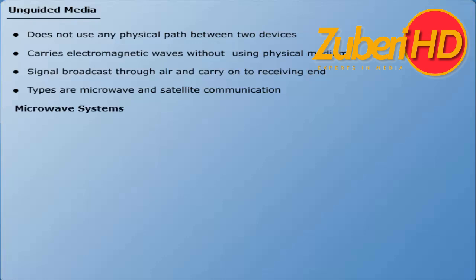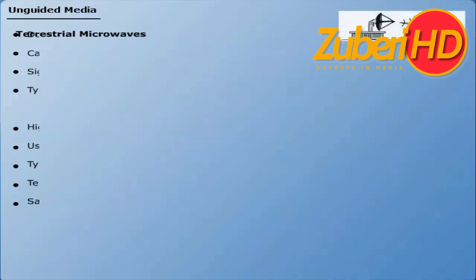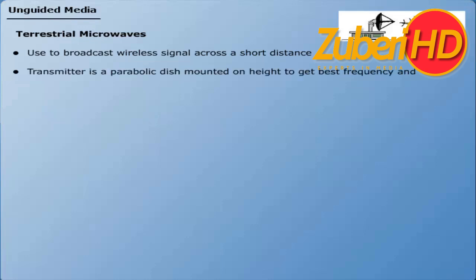Microwave systems. Microwaves are high-frequency radio signals that transmit data through space. It is used to provide communication link among long-distance areas. Following are the types of microwaves: terrestrial microwaves, satellite microwaves. Terrestrial microwaves. Terrestrial microwaves are used to broadcast wireless signals across a short distance. The transmitter is a parabolic dish and is mounted at height to get the best frequency and transmission.